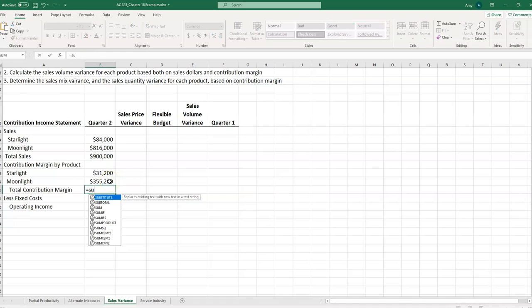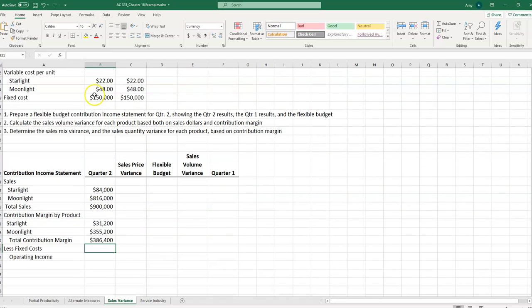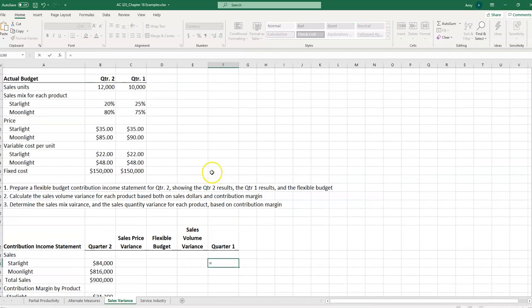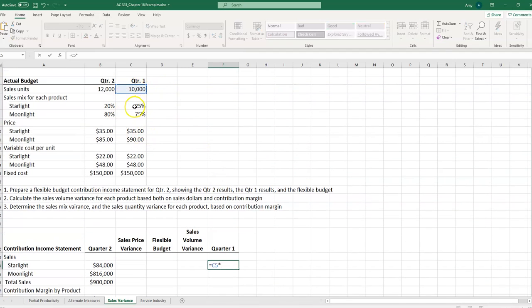So our total contribution margin, we add those two together. Our fixed costs are $150,000, giving us an operating income of contribution margin minus fixed costs, $236,400. So we can do our quarter one information also. So for quarter one, we have 10,000 units times 25% times $35 for Starlight, and 10,000 units times 75% times $90 for Moonlight.